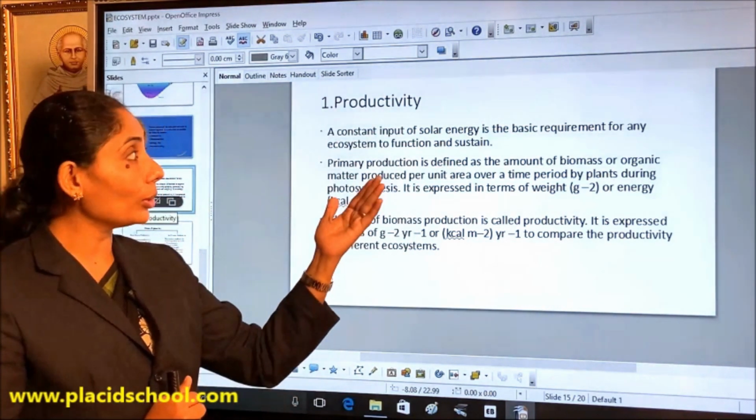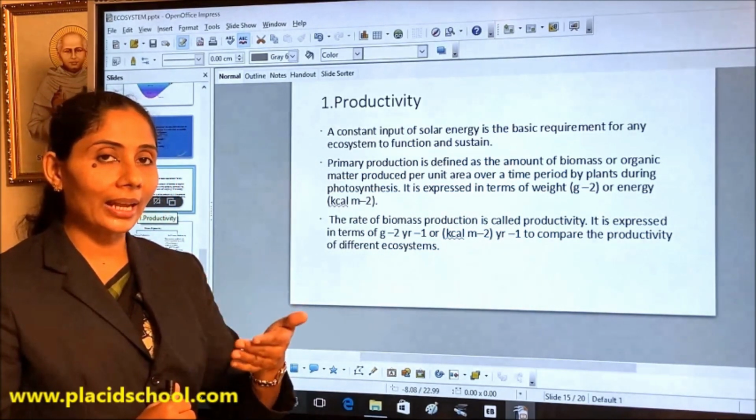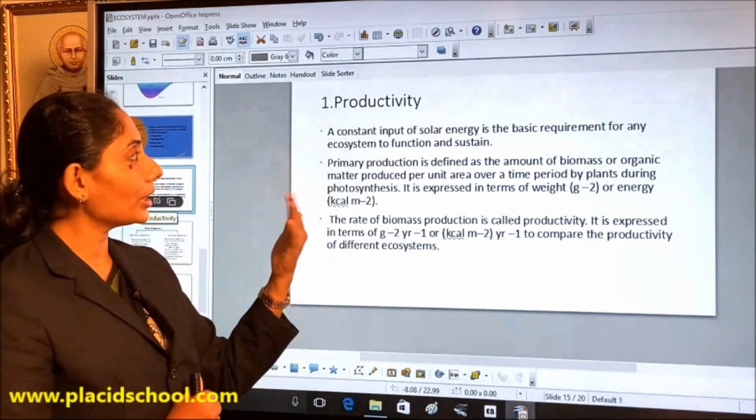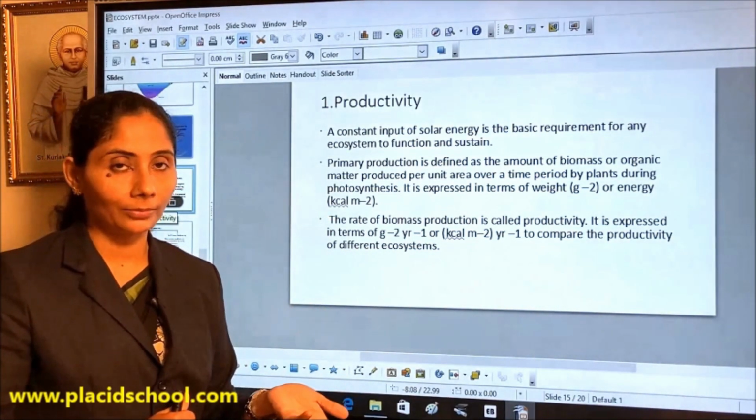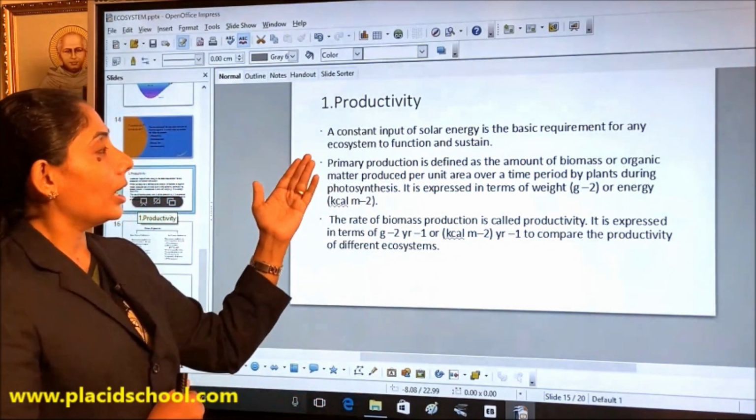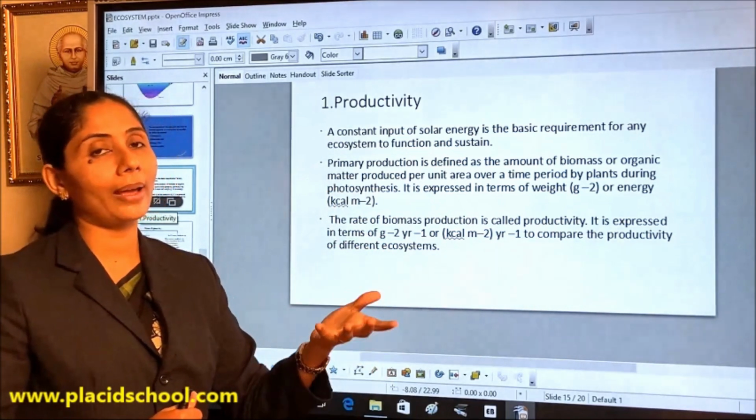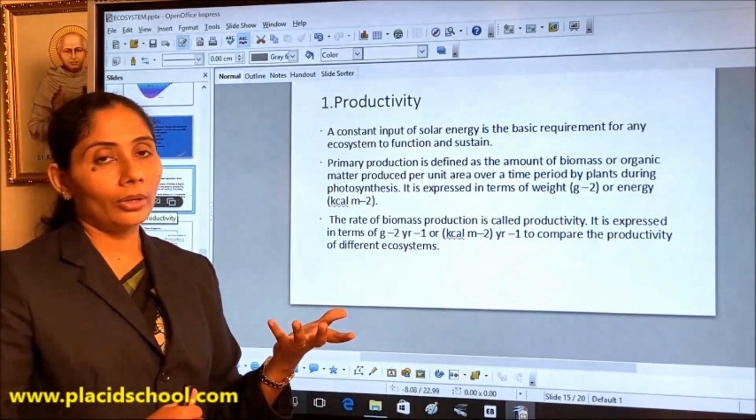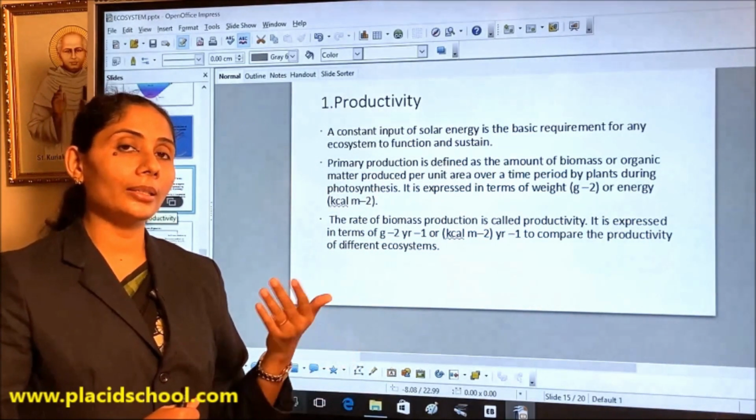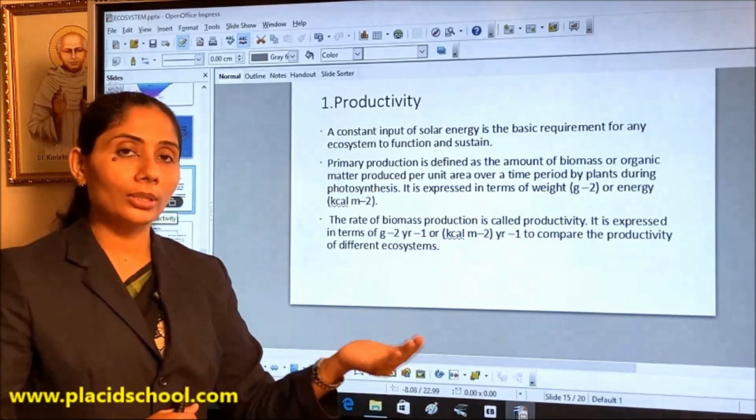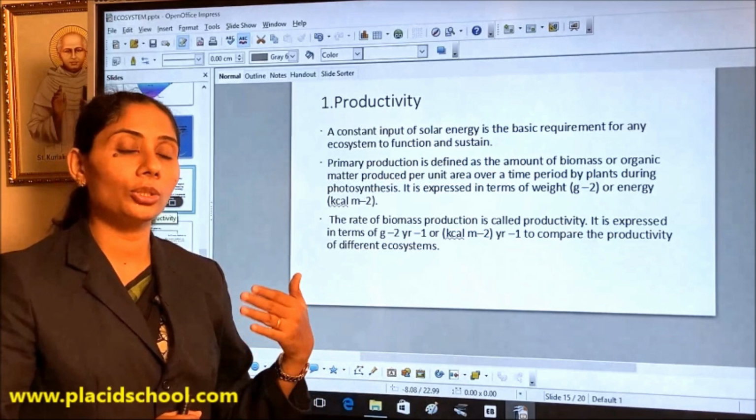Productivity. When you look at the term productivity, you will understand that this word has come from the term production. Production means to produce something. In order for the ecosystem to sustain, it requires some energy. Any system, if it has to function, requires energy. Likewise, an ecosystem also requires energy to survive, to sustain, to control.